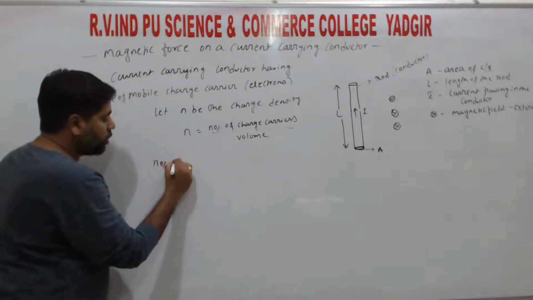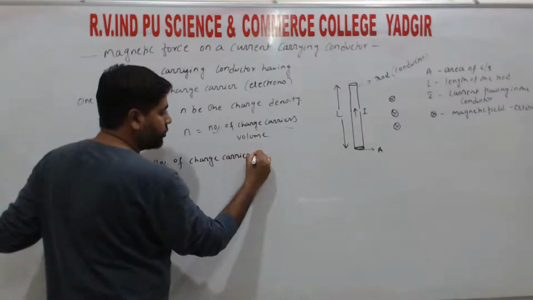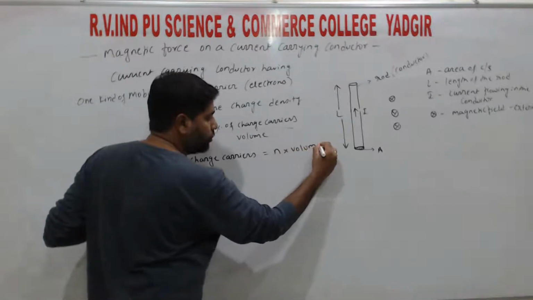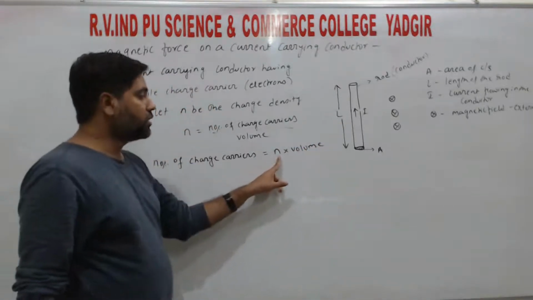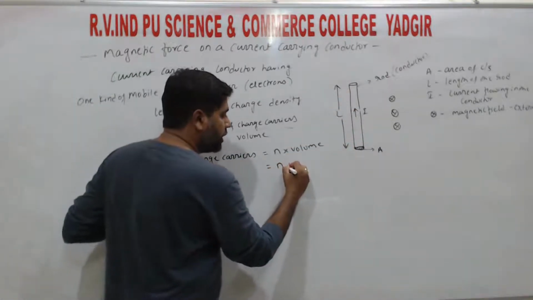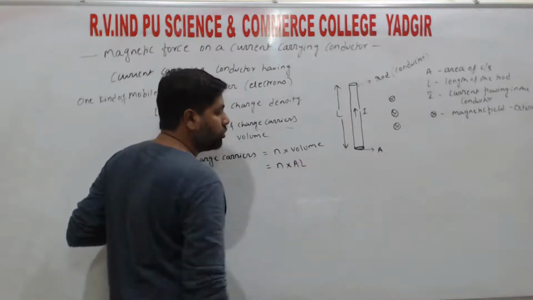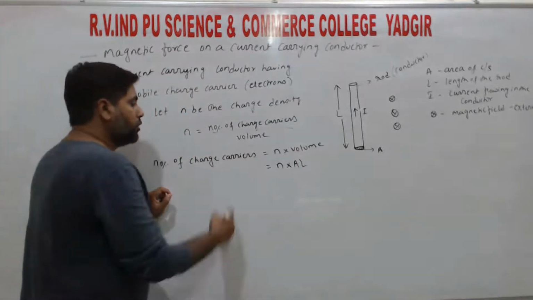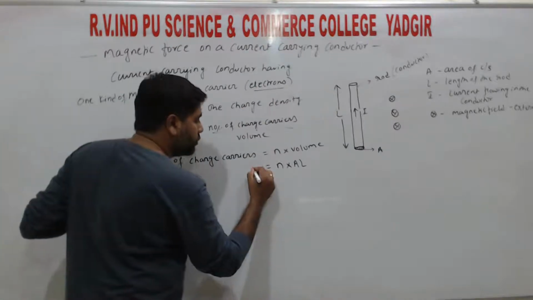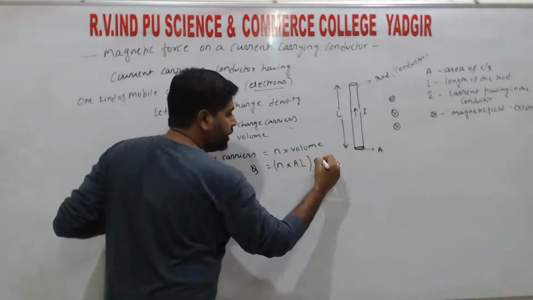So the number of charge carriers in the conductor is equal to n into volume, where n is the charge density and volume is the volume of the conductor. The volume is length into area of cross section, so that is A into L, right? Here the charge carriers are the electrons, so Q is equal to nAL into e, right?